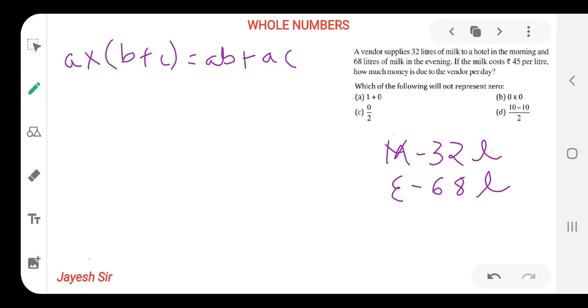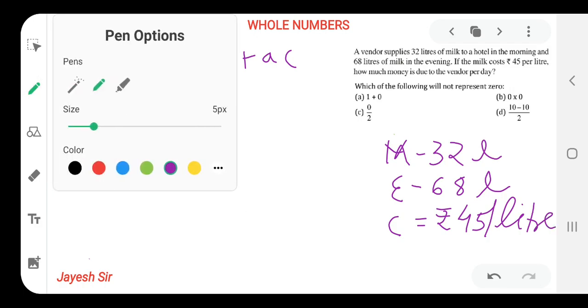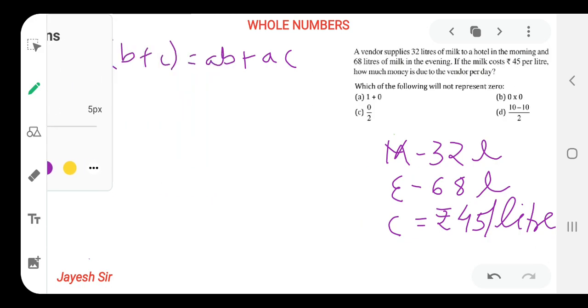This is the liters of milk, and the total cost of the milk was MC. I am writing it as milk cost, or directly cost over here. The cost was rupees 45 per liter. Yes friends, cost for the milk. So cost will be assumed as A, this will be B, and this will be assumed as C.